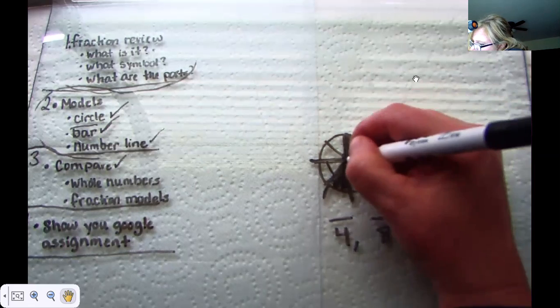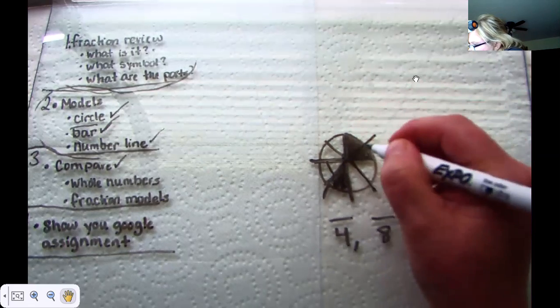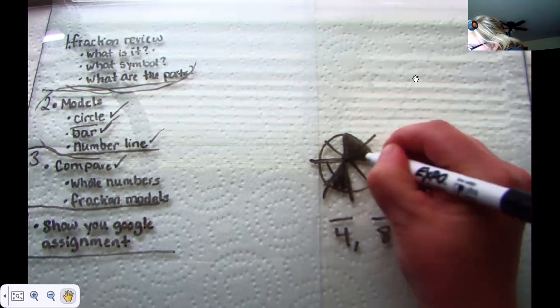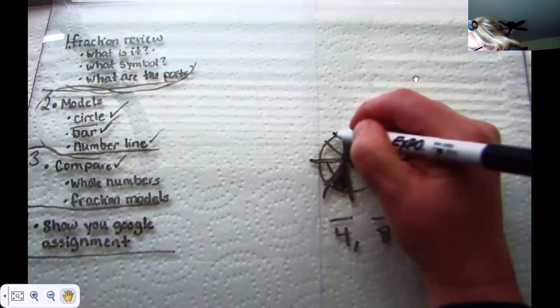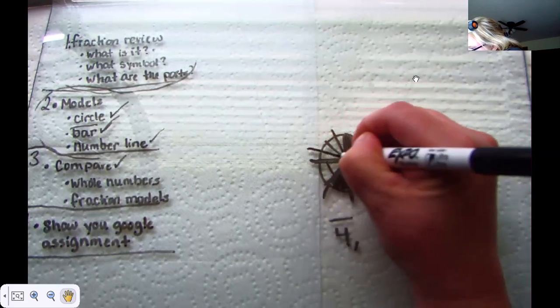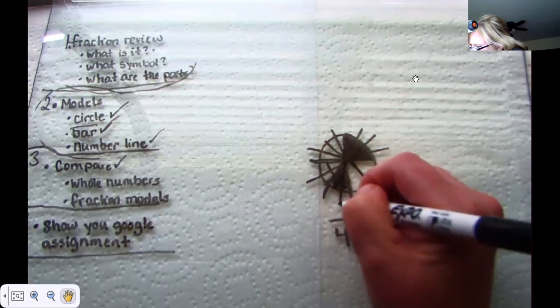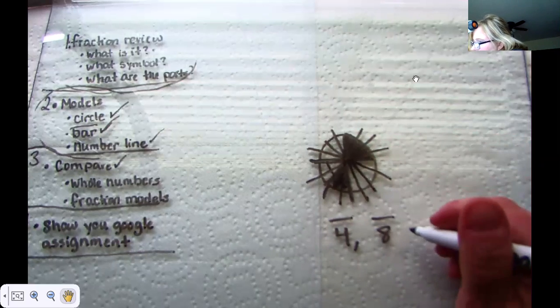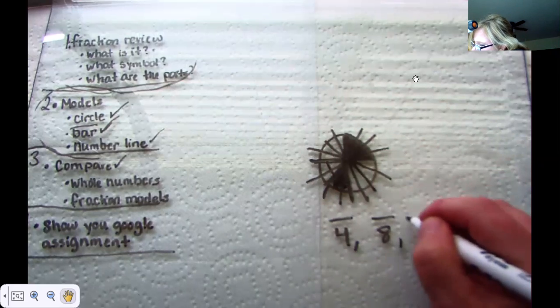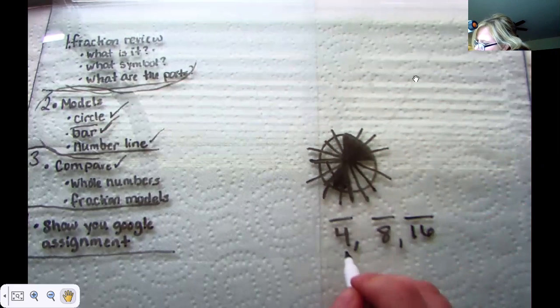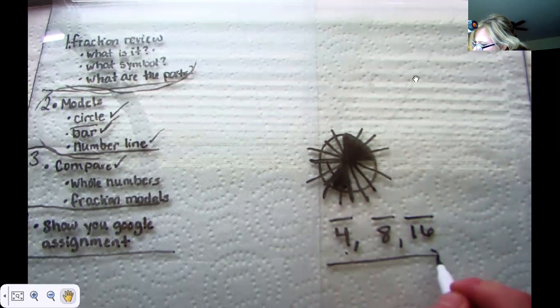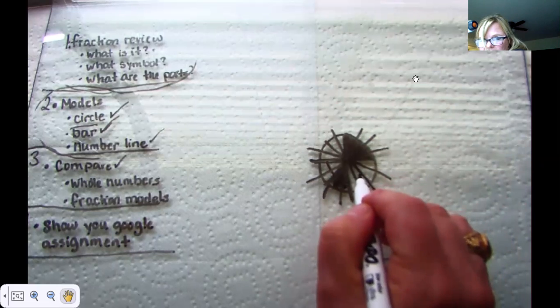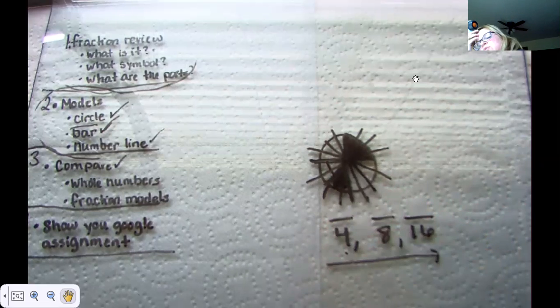And if I went ahead and took my eighths and made more pieces, what's happening to the pieces? They're getting smaller. So once I did that to my eighths, now I'm at 16ths, and you can see as my denominator gets larger, my pieces get smaller. And there's that connection. You have to know that. You have to understand that. And it has to be that quick.